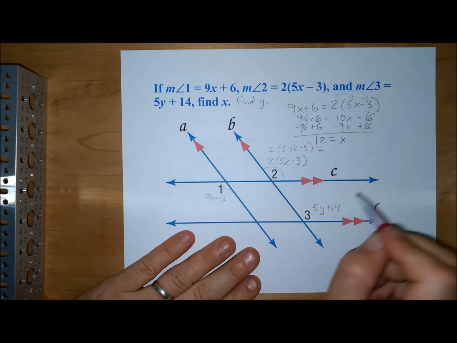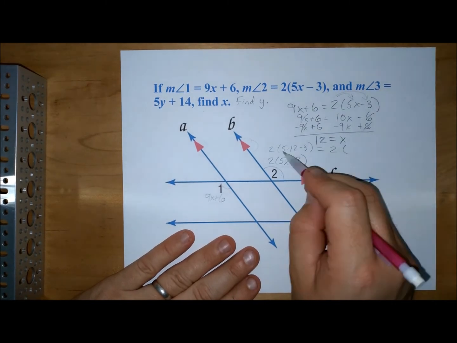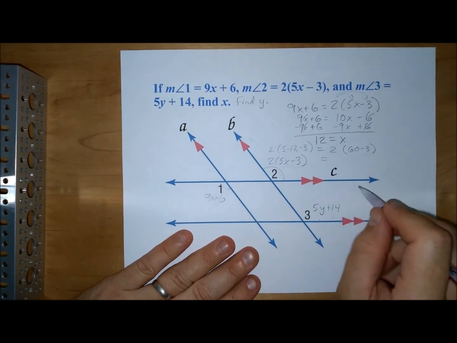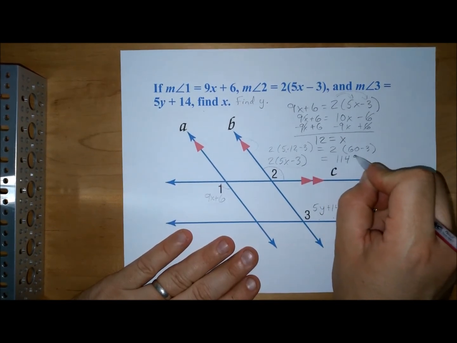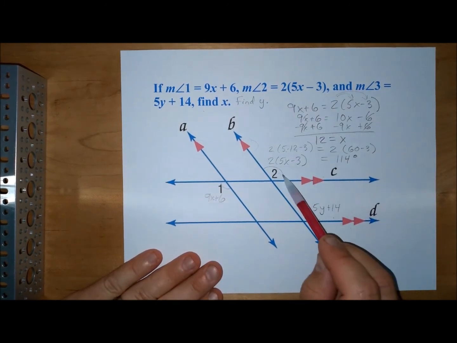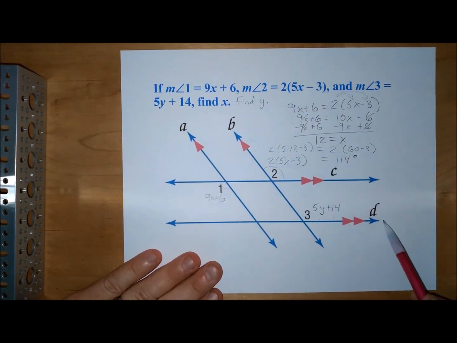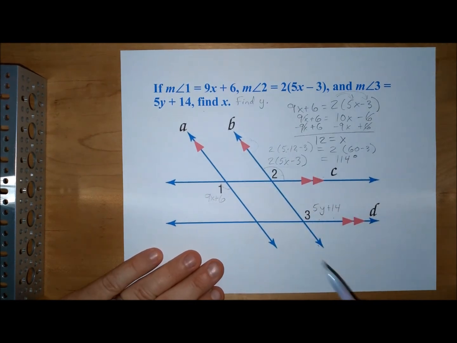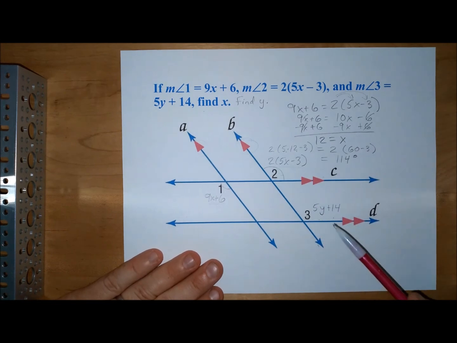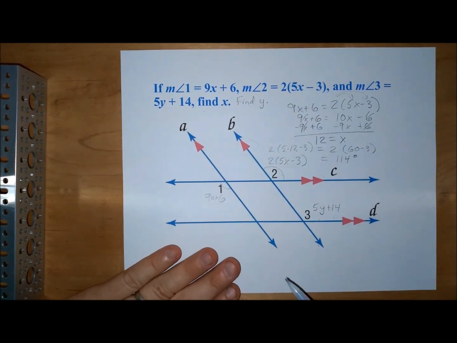All right, and that's going to equal 2 times 5 times 12 is 60. Minus 3 is going to give me 57. And 2 times 57 is going to be 114 degrees. Okay, so if angle 2 is 114 degrees, and angles 2 and 3 are formed by these lines C and D, which are cut by this transversal B, and C and D are parallel, and what is the relationship between angles 2 and 3? They're both on the same side of the transversal, same side of their corresponding lines. So those are corresponding angles.